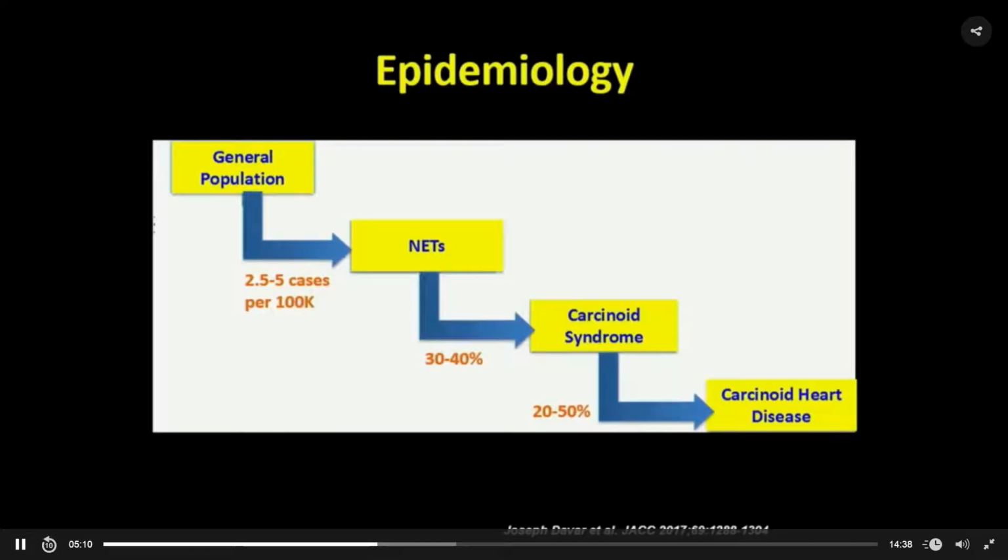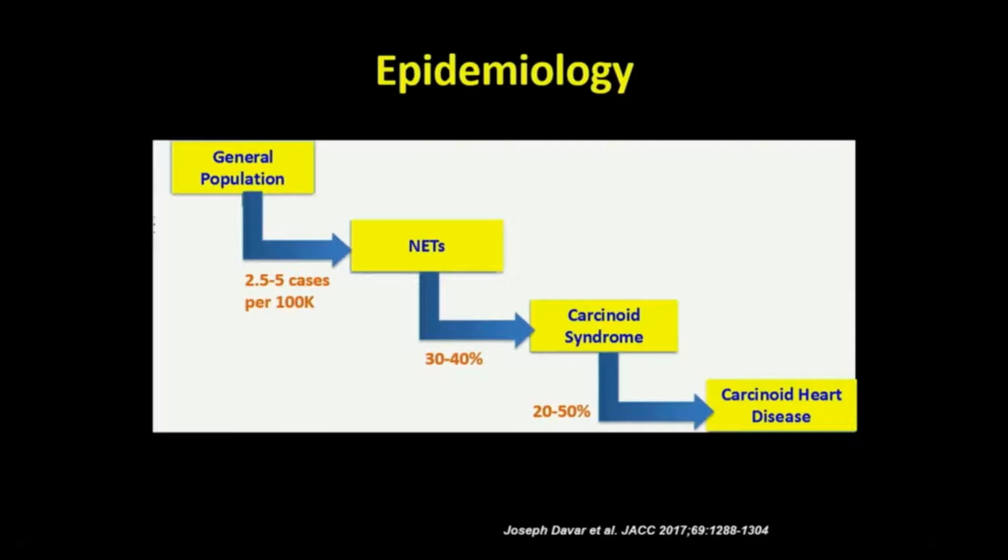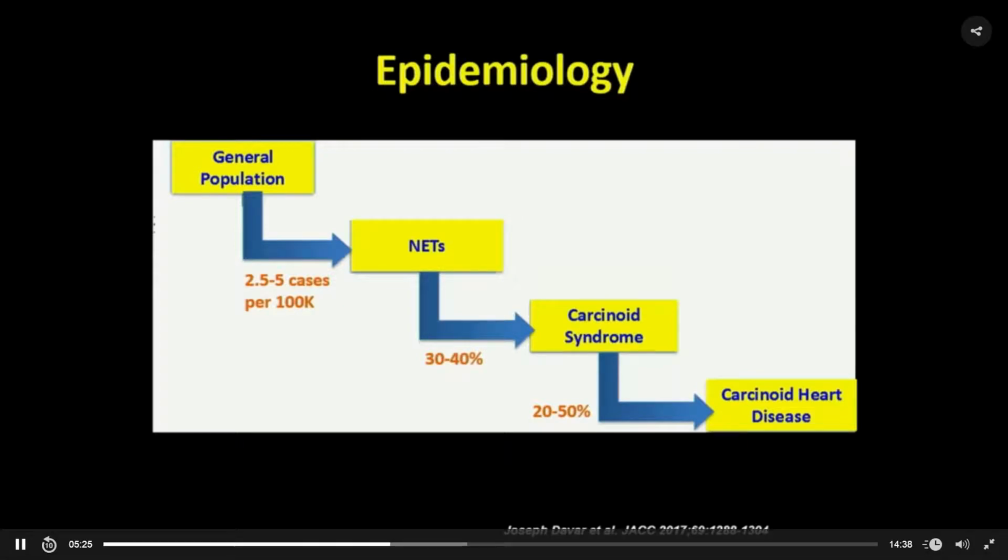So carcinoid heart disease is a pretty rare bird. Neuroendocrine tumors in general are rare. Within the general population, neuroendocrine tumors happen in 2.5 to 5 cases per 100,000 individuals. And of those with neuroendocrine tumors, 30 to 40% develop carcinoid syndrome, which is the syndrome marked by diarrhea, flushing, and bronchospasm. And of those, 20 to 50% develop carcinoid heart disease that you've seen today.